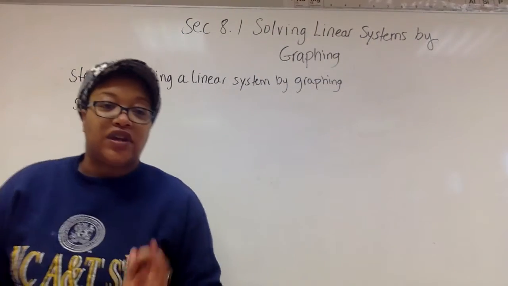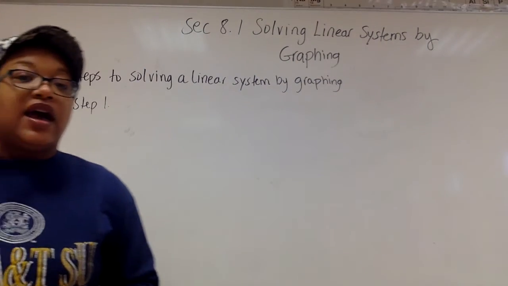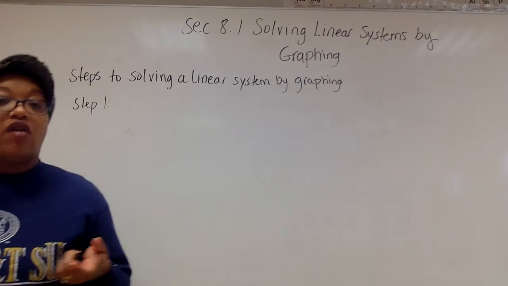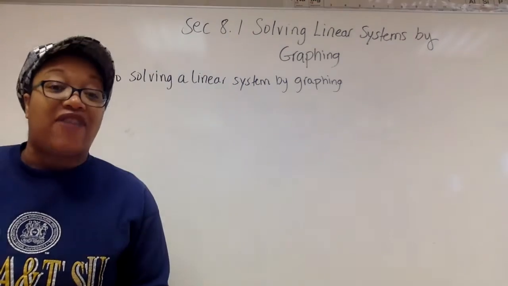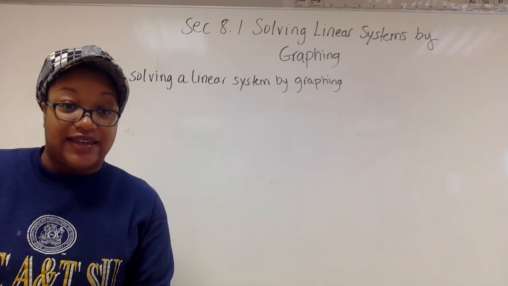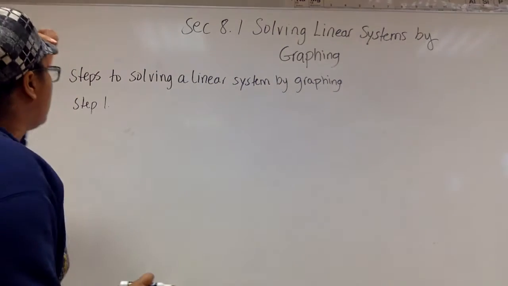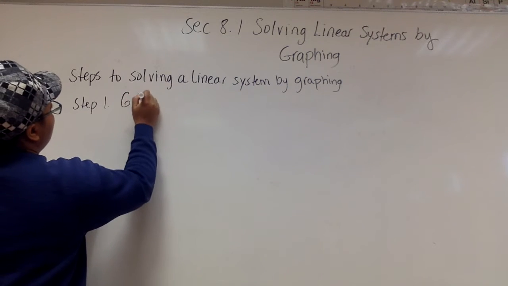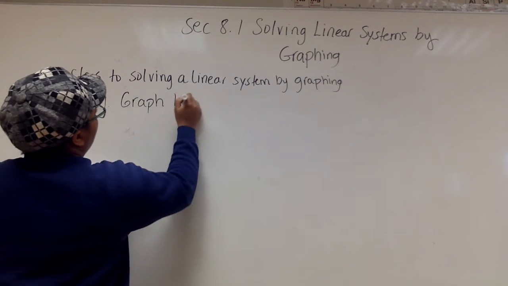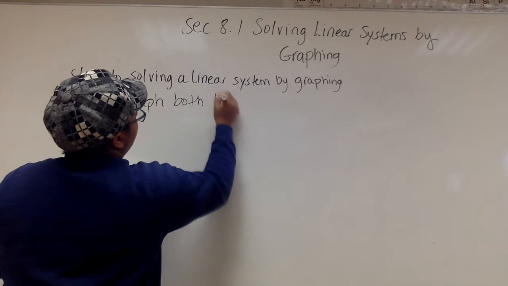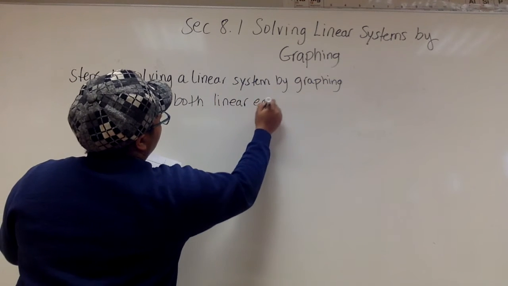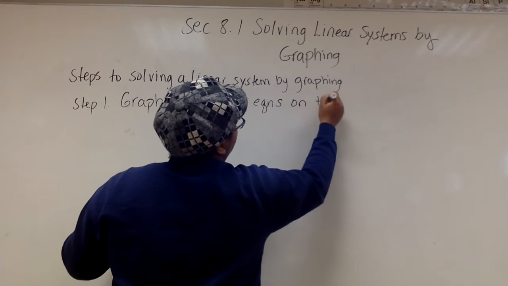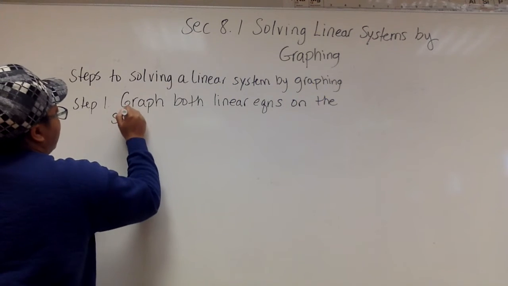All right, so we're going to start off with the steps to solving a linear system by graphing. If you look at your notes, we call this method the graph and check method. Okay, so if we start with step one, what you're going to have to do is graph both linear equations on the same coordinate plane.